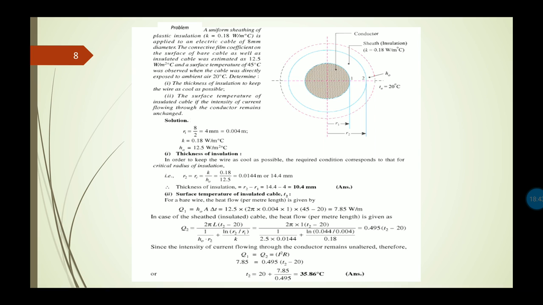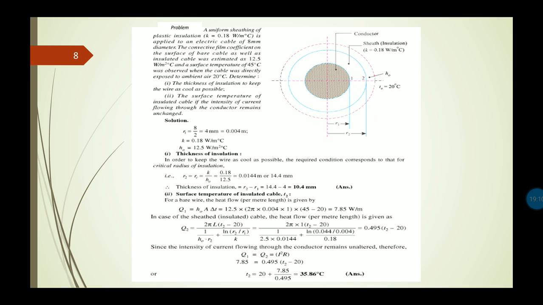So the formula will be R2 minus R1, that is the thickness, which can be seen from the diagram also. So the thickness will be 14.4 minus 4 millimeter, that is 10.4 millimeter. So this is the value of the thickness of the insulation to keep the wire as cool as possible. Now for the next part of this numerical, you need to calculate the surface temperature of the insulated cable, that is T2.